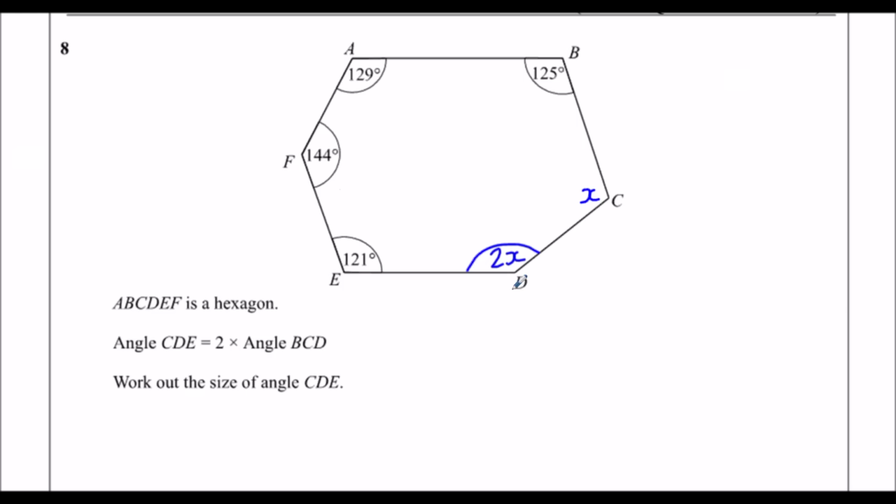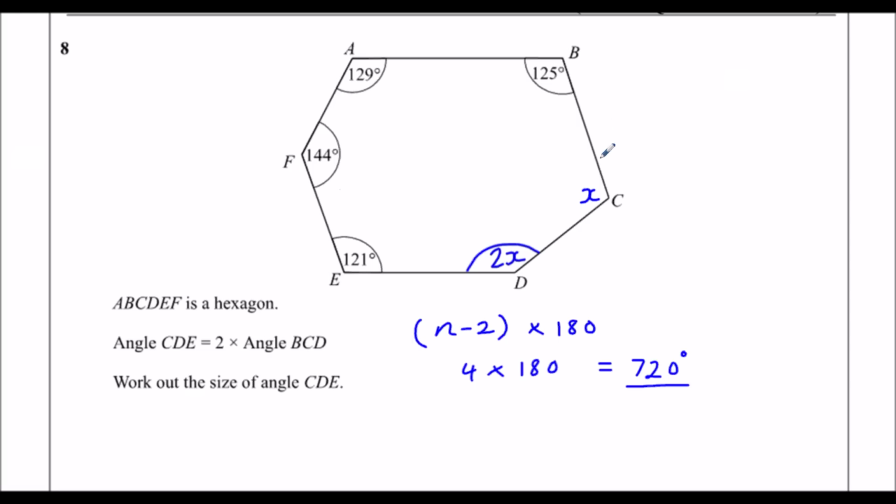We need to know the angles in a hexagon. So you could count how many triangles there are. So 1, 2, 3, 4 triangles. So 4 lots of 180. Or you could remember the formula. Number of sides take away 2, times 180. Either of those, so 4 180s. 2 times 180 is 360. Double that, 720 degrees. So in total, they have to add up to 720 degrees.